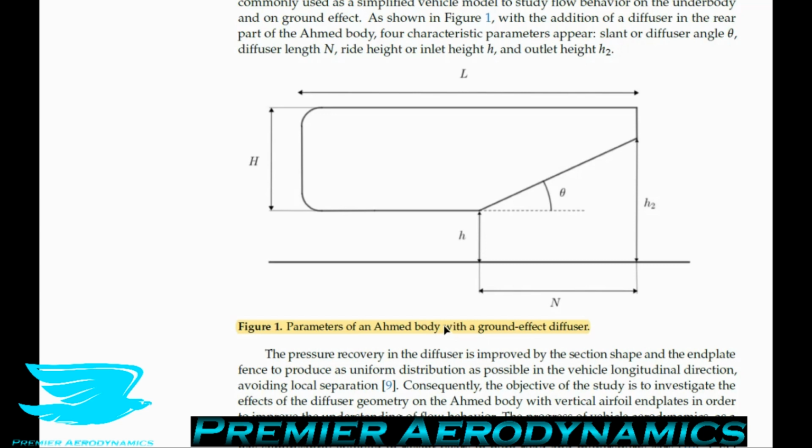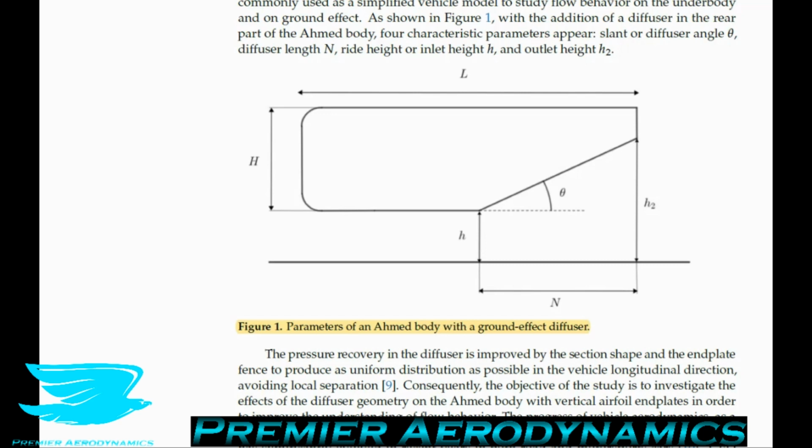So as shown in figure 1, with the addition of a diffuser in the rear part of the Ahmed body, 4 characteristic parameters appear. The slant or diffuser angle, which they call θ, the diffuser length, which is called L, the ride height or the inlet height, which is called H, and the outlet height, H2, which is a function of the inlet height, the diffuser angle and the diffuser length, obviously, just from trigonometry. The pressure recovery in the diffuser is improved by the section shape and the end plate fence to produce as uniform distribution as possible in the vehicle longitudinal direction, avoiding local separations.